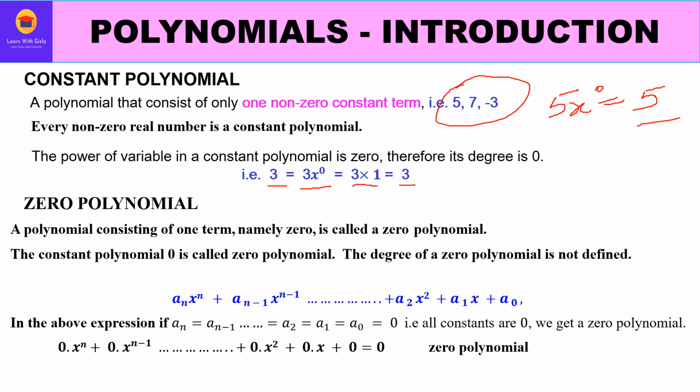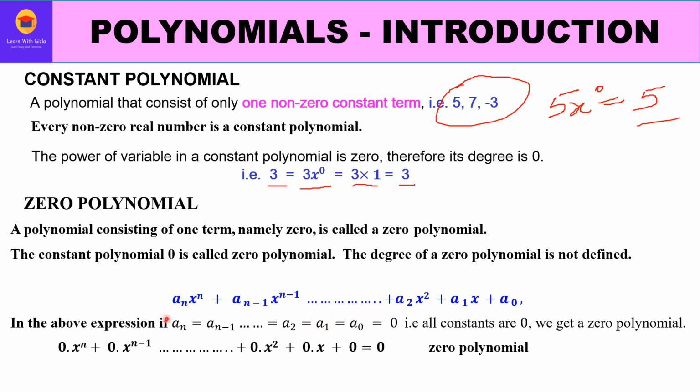Now comes zero polynomial, a polynomial consisting of one term, namely 0. Now over here only 0 is there, so it is known as zero polynomial. The constant polynomial 0 is called the zero polynomial, right? Constants which are not 0 are known as constant polynomial, and if the constant polynomial is a 0, then we specifically say that it is a zero polynomial. The degree of zero polynomial is not defined, right?